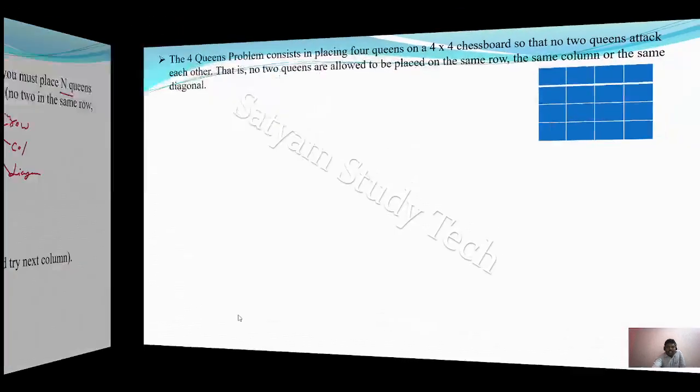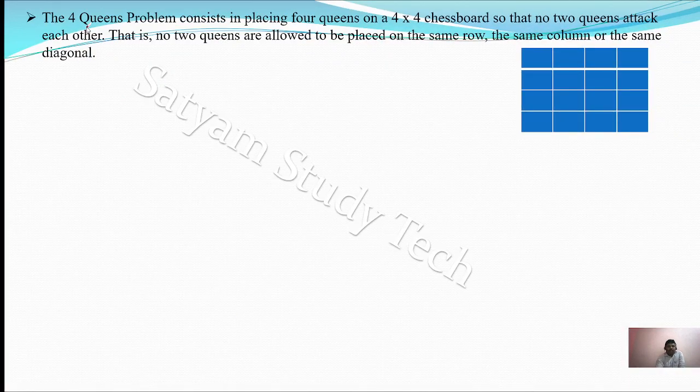Now we can discuss the 4 queen problem. The 4 queen problem consists of placing 4 queens on a 4 by 4 chessboard so that no two queens attack each other. Already you know this is the bounding function. That is, no two queens are allowed to be placed on the same row, same column, or same diagonal.